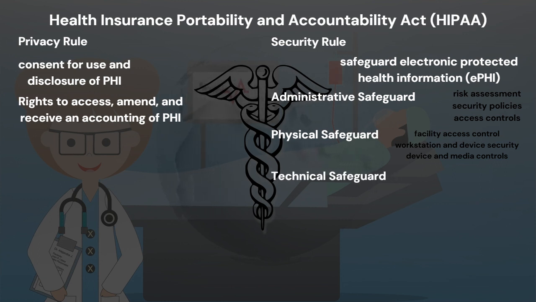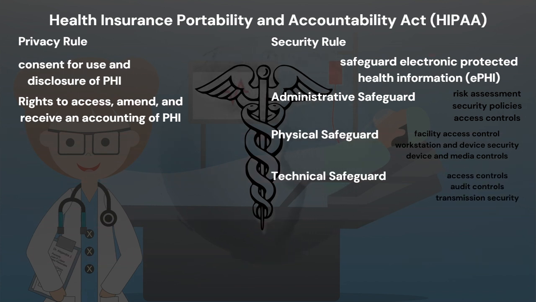Technical safeguards. These are technologies and the policies and procedures that regulate their use to protect EPHI and control access to it. Examples include access controls, audit controls, and transmission security.